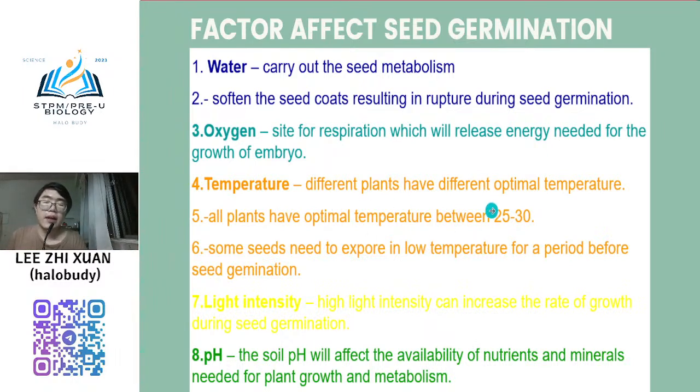So normally it is at optimum temperature, like human 25 to 30 degrees Celsius, like Malaysia. So that is why Malaysia is one of the optimum places to let the plant grow. Okay. And then also light intensity, high light intensity can increase the rate of seed germination, and also the soil pH will affect the nutrient and mineral need for plant growth and metabolism. Okay, so these are all the factors that can affect seed germination.